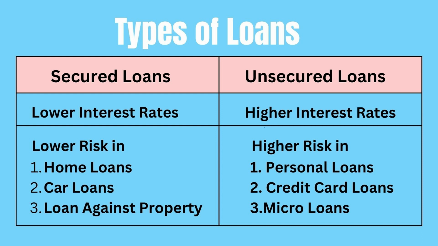An unsecured loan has a higher interest rate and a higher risk. What are the examples of a secured loan? Home loan, car loan, loan against property. These are all backed by a collateral and therefore are known as a secured loan. What are unsecured loans? Personal loans, credit card loans, micro loans, all of these are unsecured loans. These carry very high risk for the bank because if they turn into an NPA, the bank does not have any collateral from which it can recover money.